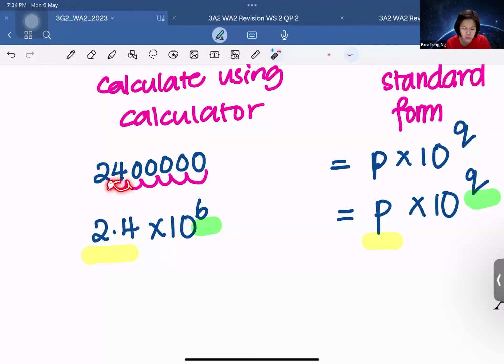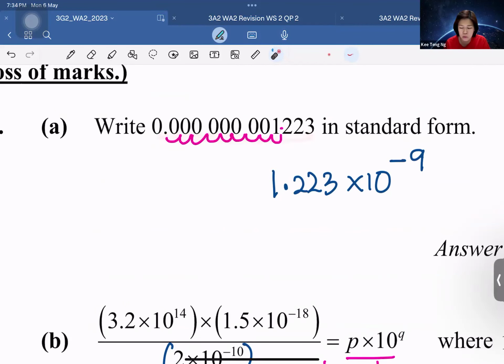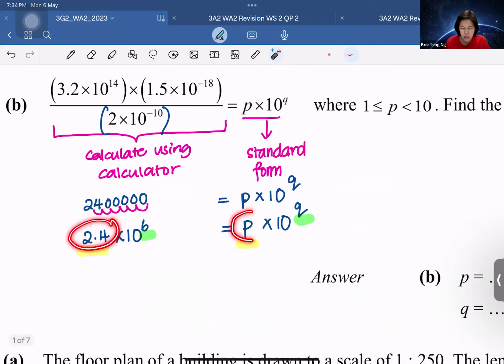Then I count 1, 2, 3, 4, 5, 6. So this one will be 10 to the power 6. And it's a large number, bigger than 1 already, so it's going to be a positive power. If it's a very small number like this number here, lesser than 1, it will be a negative power. Then you compare P and the power Q, so you should be able to get the answer.